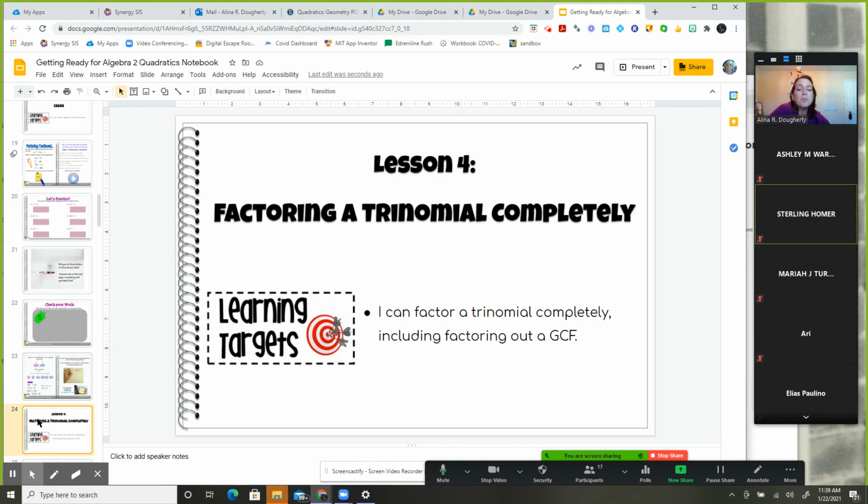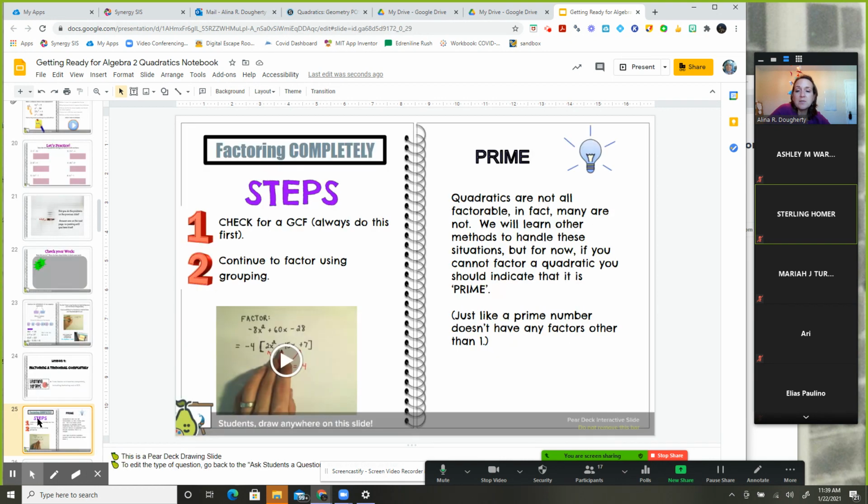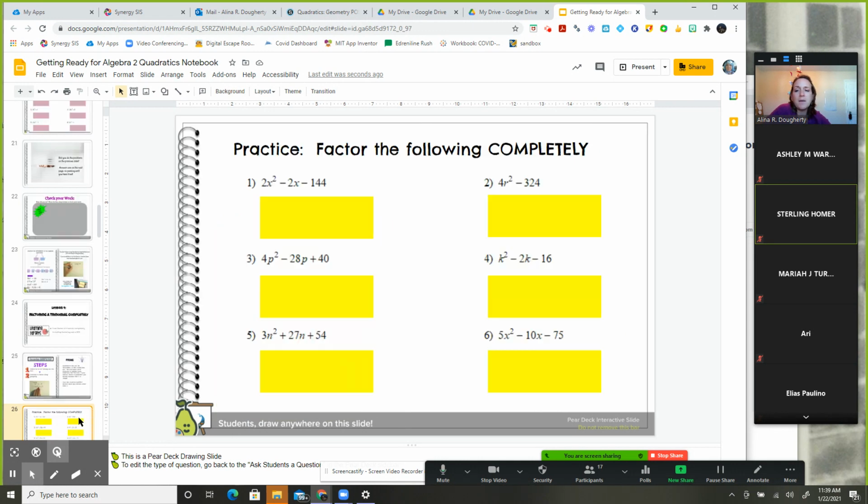Lesson 4 is going to put together all 3 of these things: the greatest common factor, the factoring using the X factor puzzle, and the difference of squares. So our steps basically are going to be find the greatest common factor and then do what we did yesterday. If you meet me on slide 26, we're going to do these 6 questions and then we're going to be done for the day.